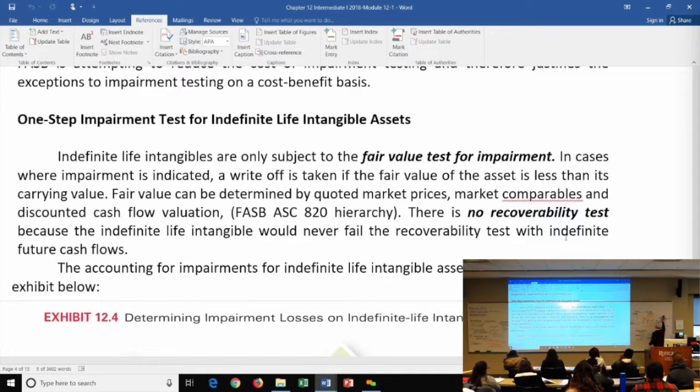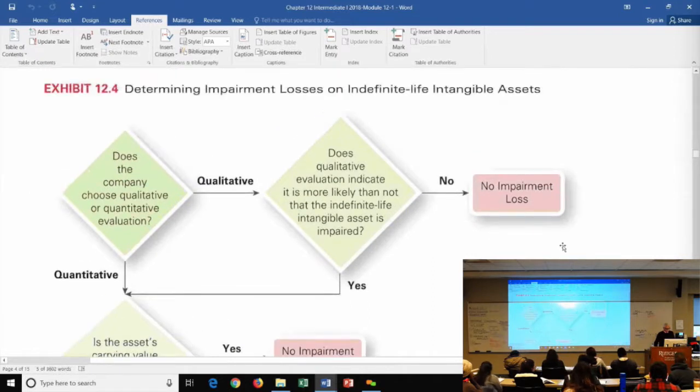So there is no recoverability test when you look at an indefinite life intangible. You only have a fair value test, and it's one step, based on carrying value versus fair value. Right, so you will not have any issues regarding recoverability. So here's the way the test would look.